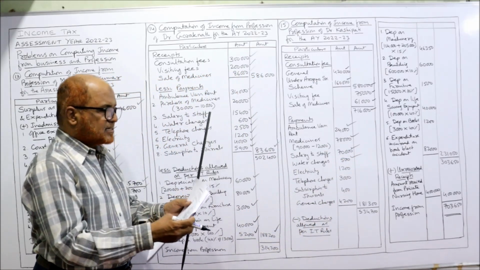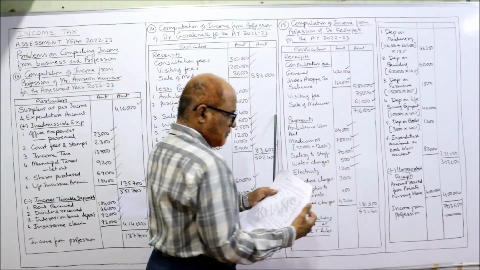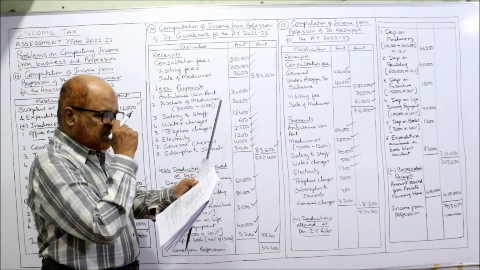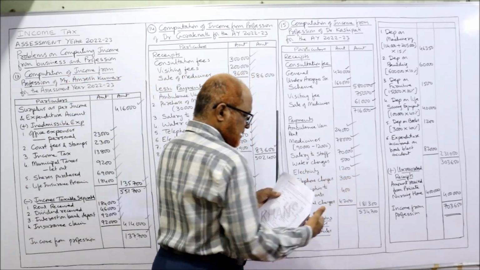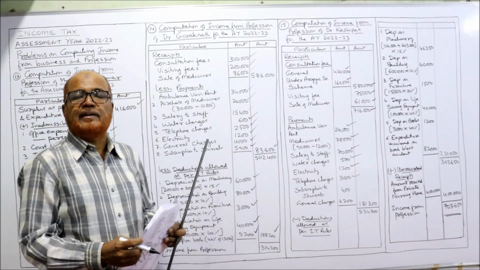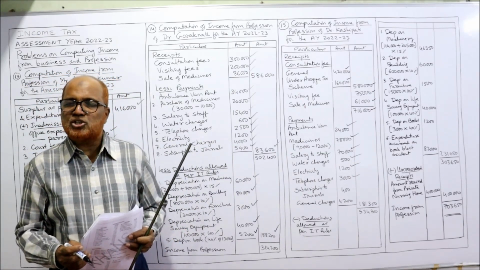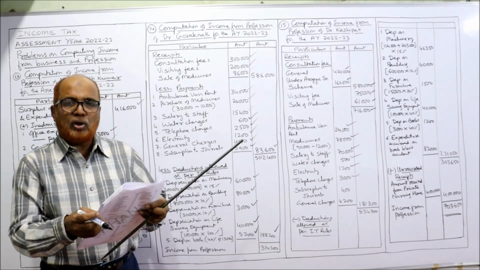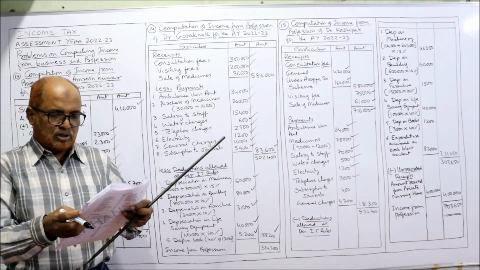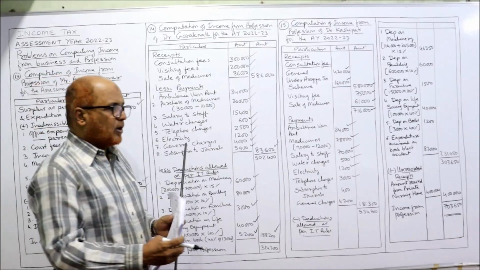Then comes electricity 1200 allowed. Next comes telephone charges 3,000 allowed. Next comes purchase of shares. When shares are purchased, it's an investment. It's a capital expenditure not allowed as deduction. Donation 100 not allowed as deduction. Subscription to journal 400 allowed.